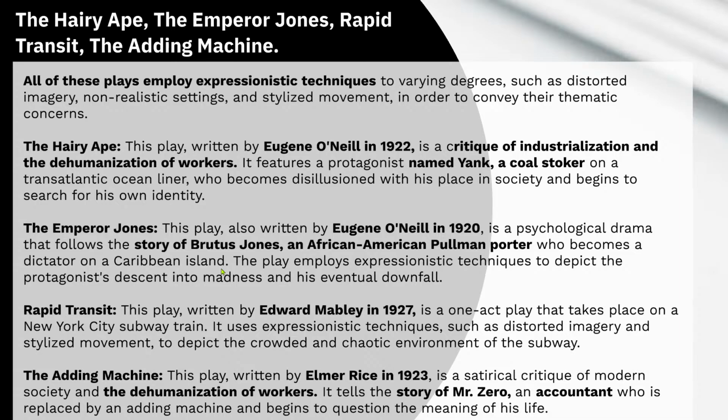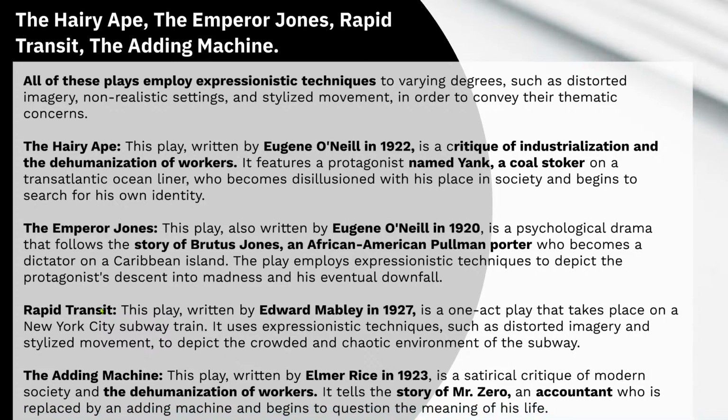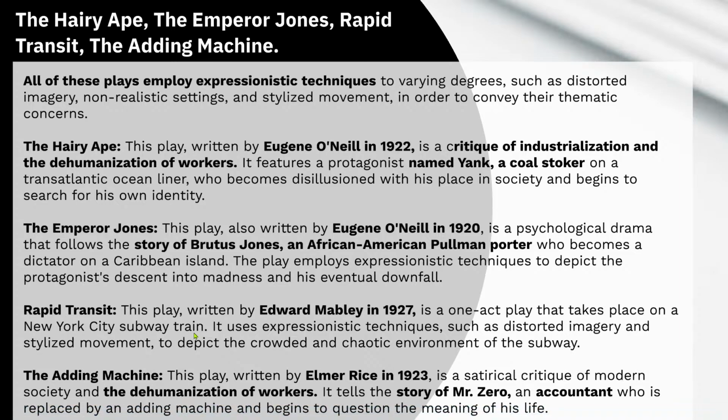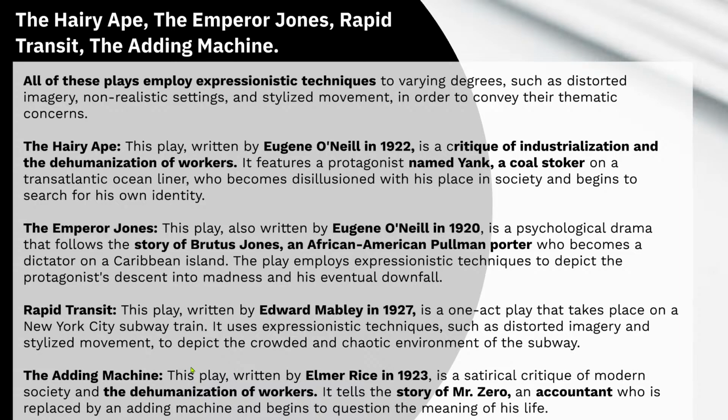Another option is Rapid Transit. This is also an excellent example of expressionistic technique, and this play is written by Edward Mabley, which was performed in 1927. It has only one act, and the play takes place in a New York City subway train. It uses expressionistic technique like distorted images and stylized movement to depict the crowded and chaotic environment of the subway.